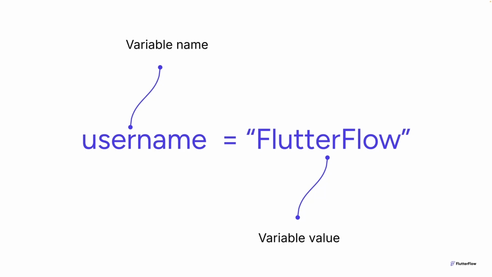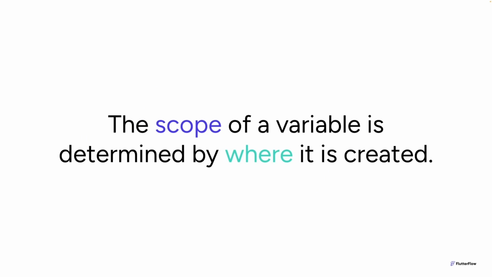When you are dealing with variables, you often deal with scope. But what are scopes? The scope of a variable is determined by where it's created. For instance, if it's created at the app level, it can be accessed anywhere. However, a variable created at the page level can only be accessed on that page.